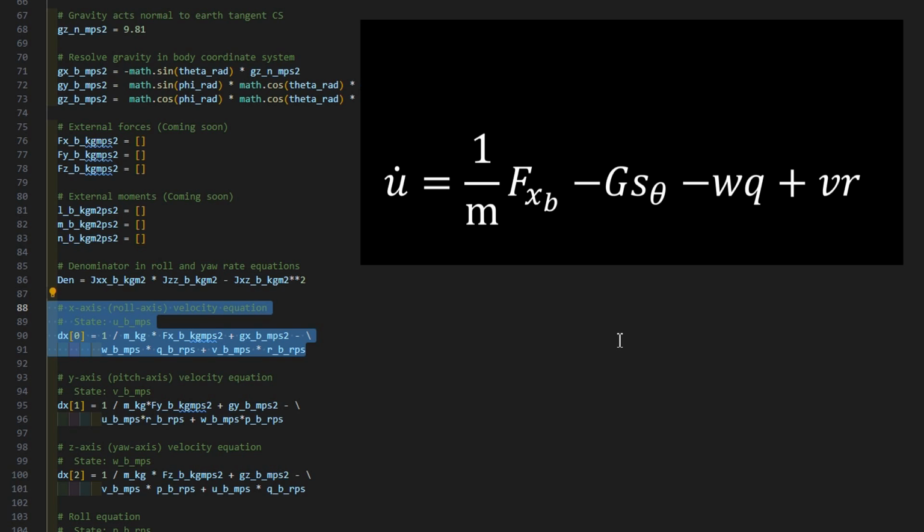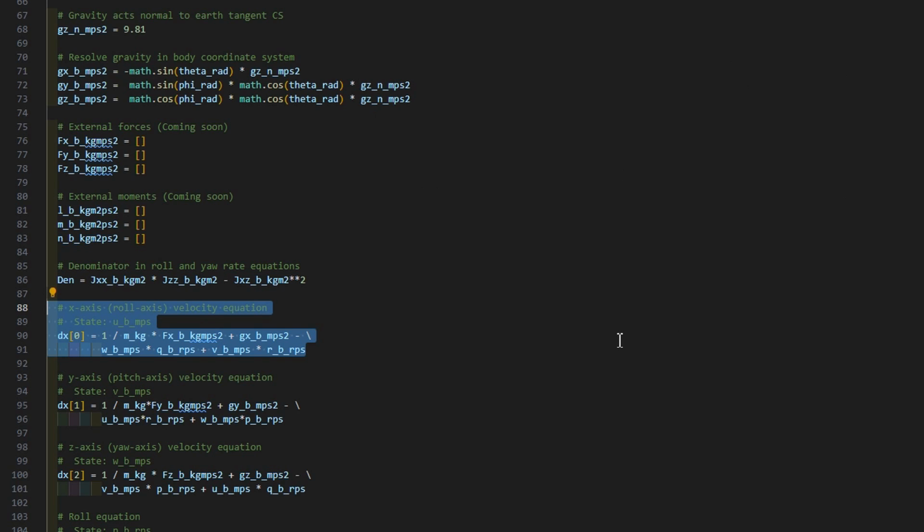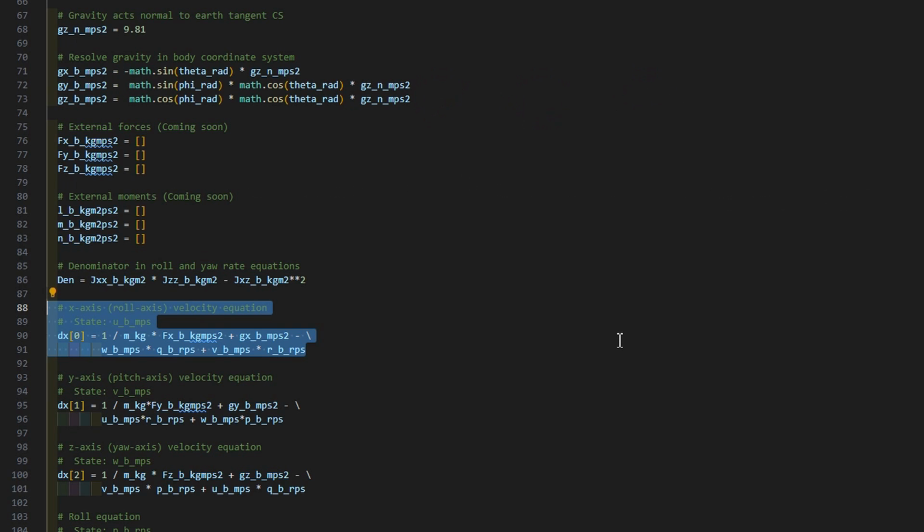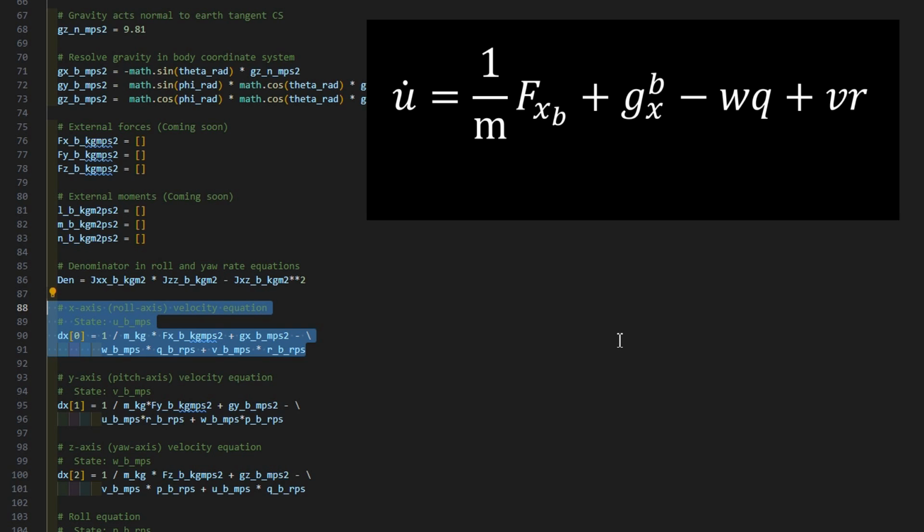There are several checks. First, are there the same number of terms? We have 1, 2, 3, 4 terms. Yes. Second, are the operations between the terms correct? Plus, minus, etc. Yes. Third, are the operations in each term correct? First term, 1 over m times fx, check. Second term, gx, check. Third term, w times q, check. Fourth term, v times r, check.